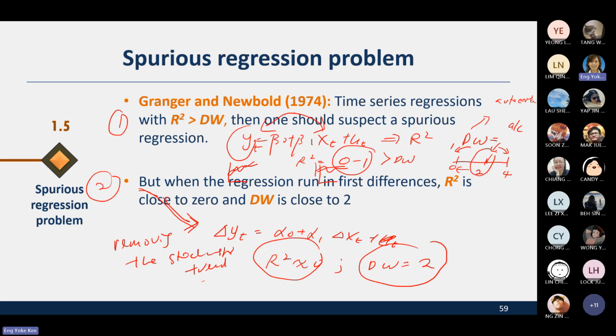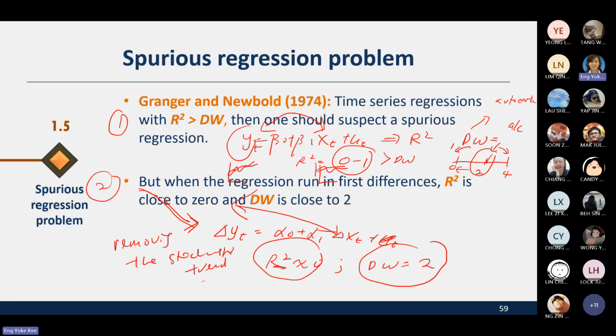It means that X and Y, they do not belong together. You see that R-square is close to 0, and there's no autocorrelation problem. Remember this R-square, what does it tell you? R-square tells you how well your model explains Y. Closer to 1 means what? Very well. R-square is just like your test score. How well you perform, how well your model explains Y.